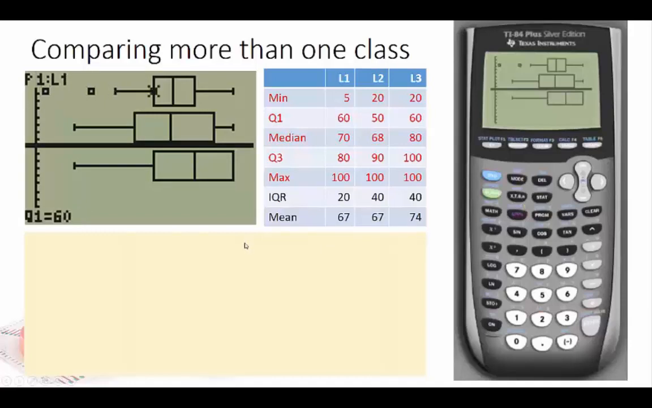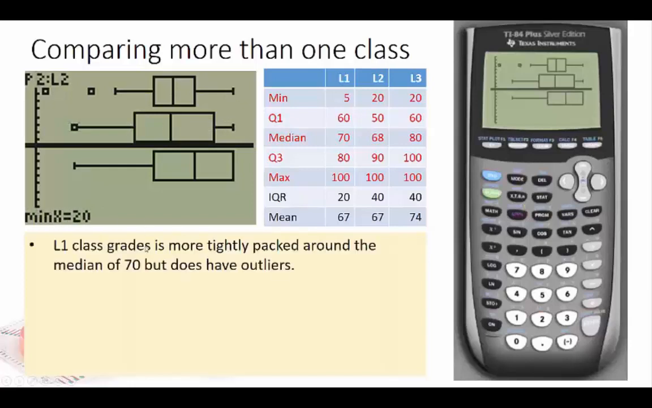Okay, so the thing you should be able to do is start making comparisons. For example, I could say that my L1 class grades are more tightly packed around the median of 70. So I can look up, there's my 70. And you can see it's more tightly packed. But I do have some outliers here, so that is definitely affecting the average.